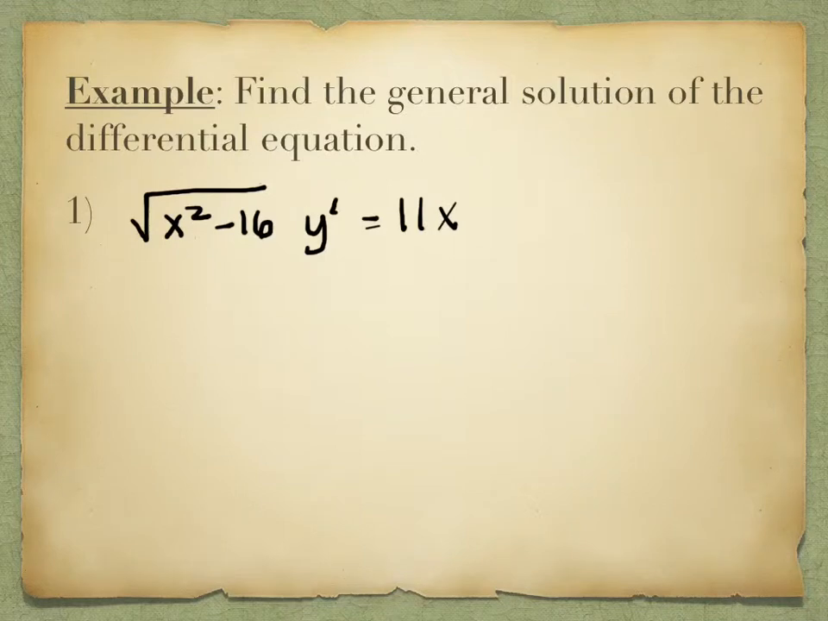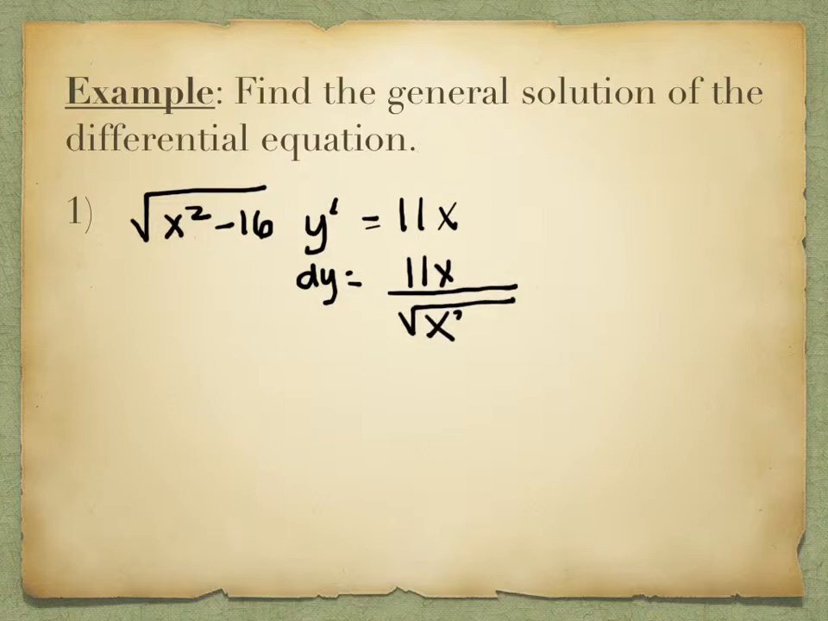The first example we're going to take a look at is the square root of x squared minus 16 y prime equals 11x. So the first thing we need to do is get all the x's on one side, which is going to mean taking that square root of x squared minus 16 to the right hand side. The other thing to remember too is that that y prime is actually dy/dx. So if I rewrite this, I would have dy equals 11x, divided by the square root of x squared minus 16, and I have dx on the right as well.